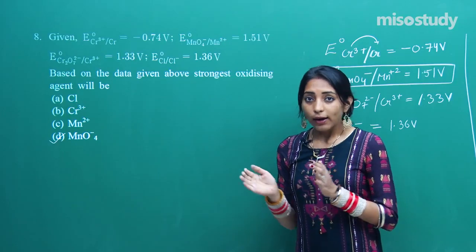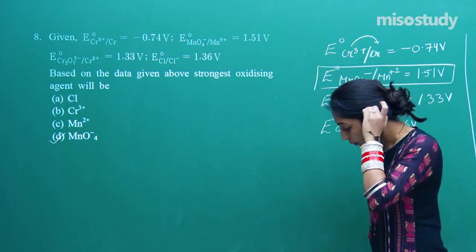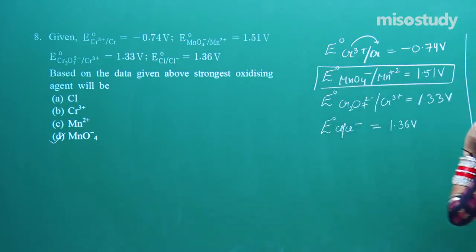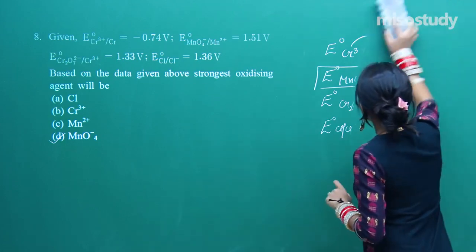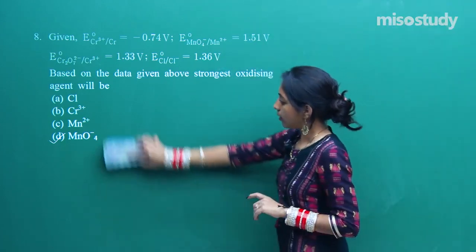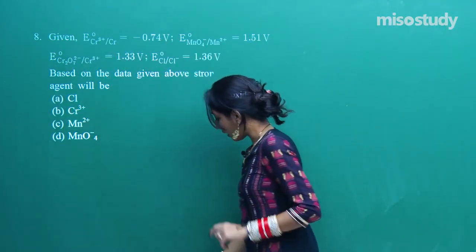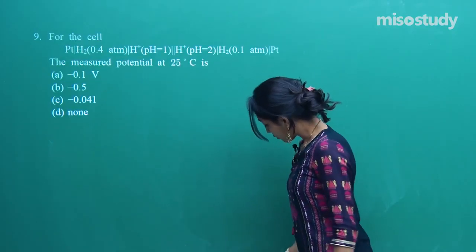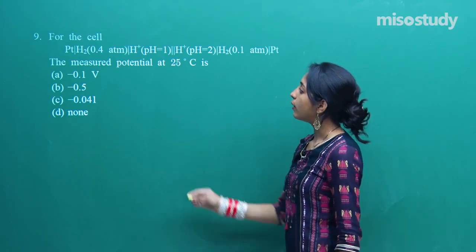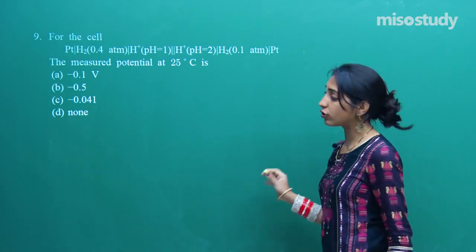Okay. Now having done with this question, let us directly move on to our next question, which is question number 9. Let me clear the board and see what the 9th question is. So question number 9 is saying, okay, once again a cell representation is given.